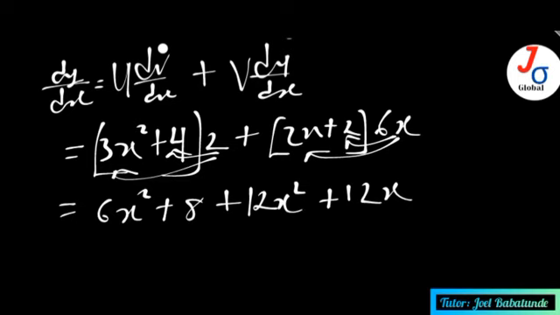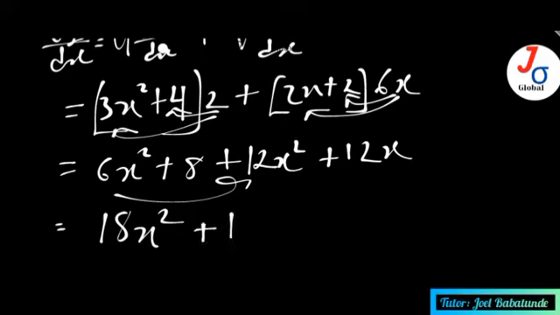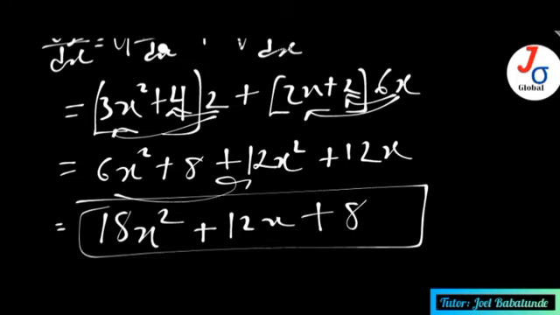Okay. Then open up this bracket. What I have is collecting like terms, 6x squared plus 12x squared, that's 18x squared, then plus 12x, then plus 8. So this is the derivative. This is the dy/dx.